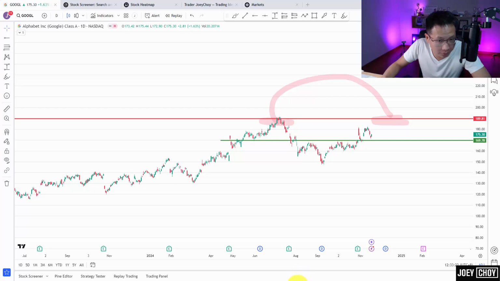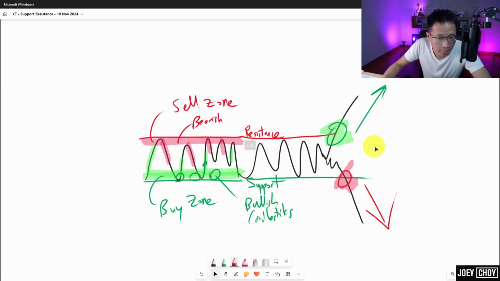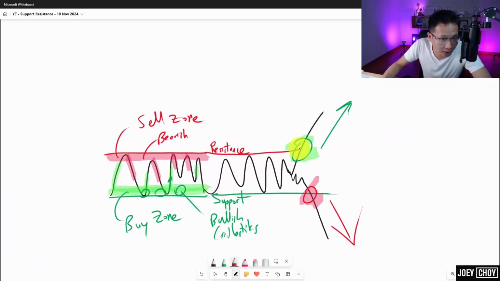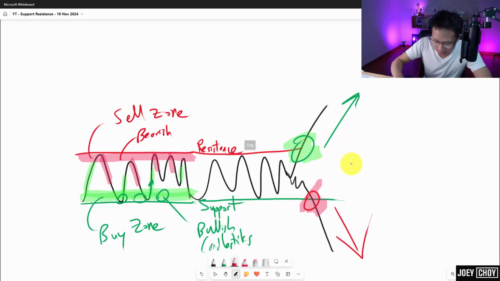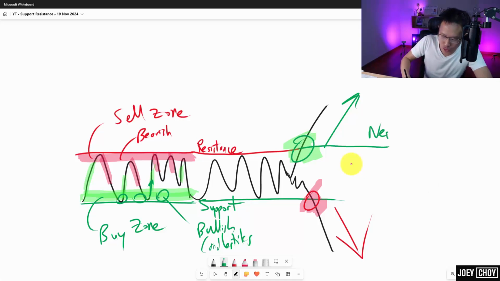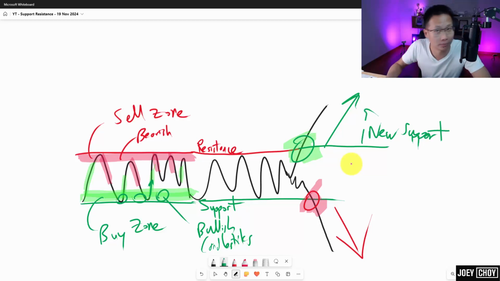Let me explain what I mean. Over here, you can see as we consolidate, if we were to break above this resistance, this resistance will now turn into what we call a support level. So it's a new support level, and if you stay above this new support, that is a good thing. It shows that we are at a higher phase. We could see a reversal back up gradually.